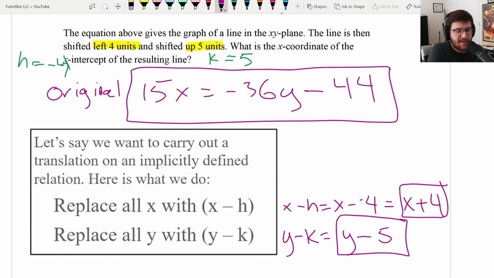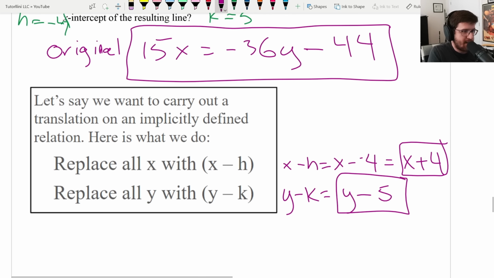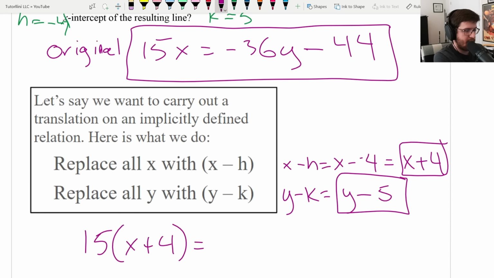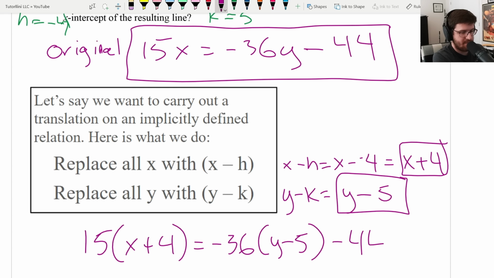Notice how the signs got changed. That's supposed to happen for these types of questions. Okay, so we're going to replace the x with x plus 4. So let's do that. 15 times x plus 4 equals -36. And we're going to replace the y with y minus 5. Y minus 5 minus 44. So this is our new line.